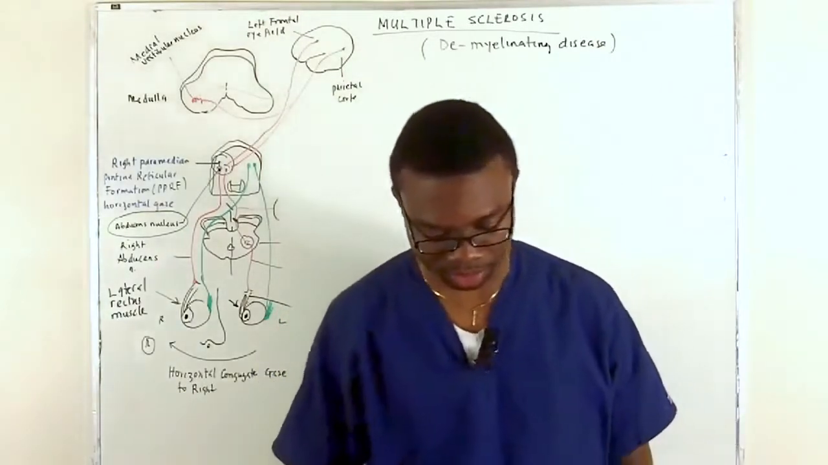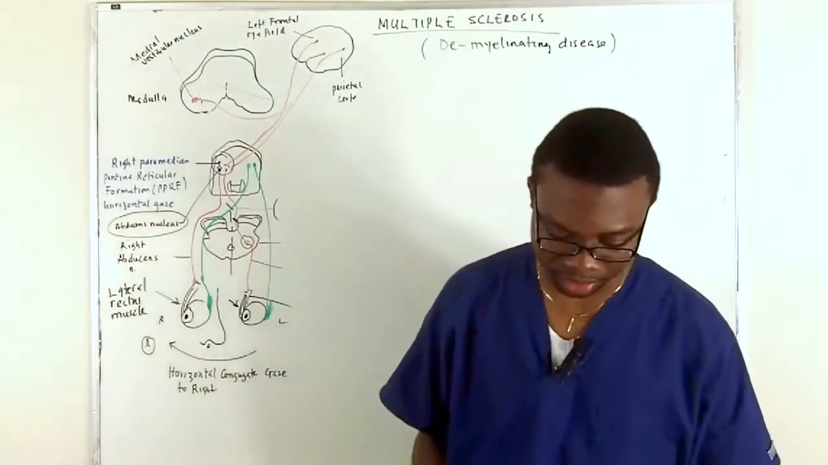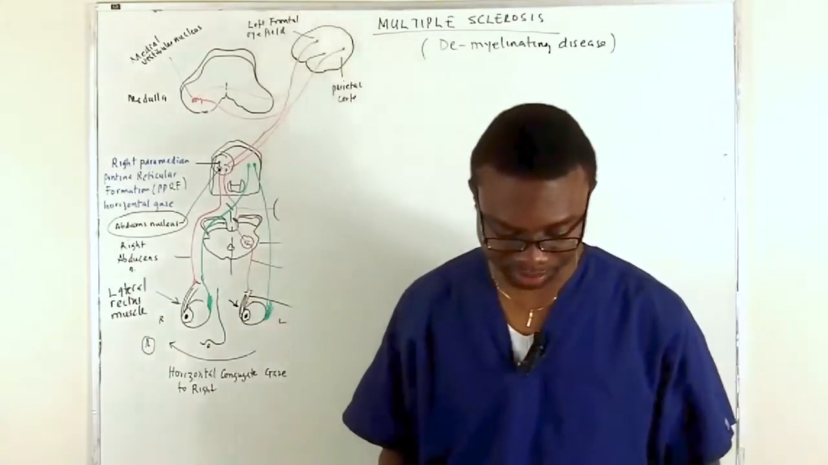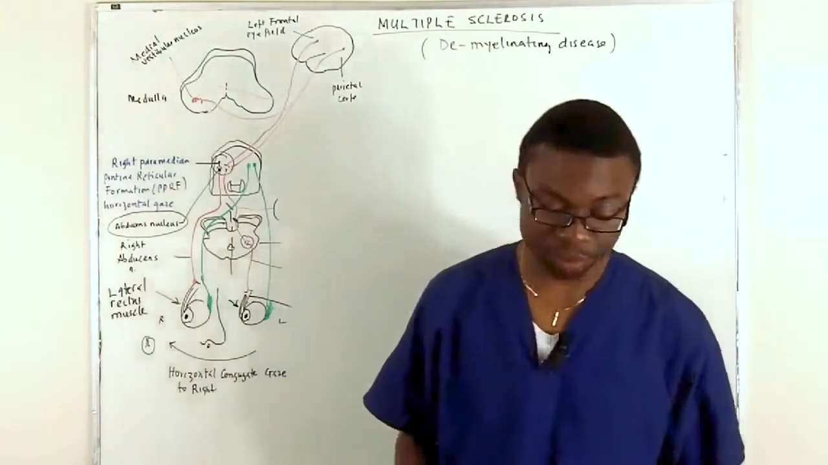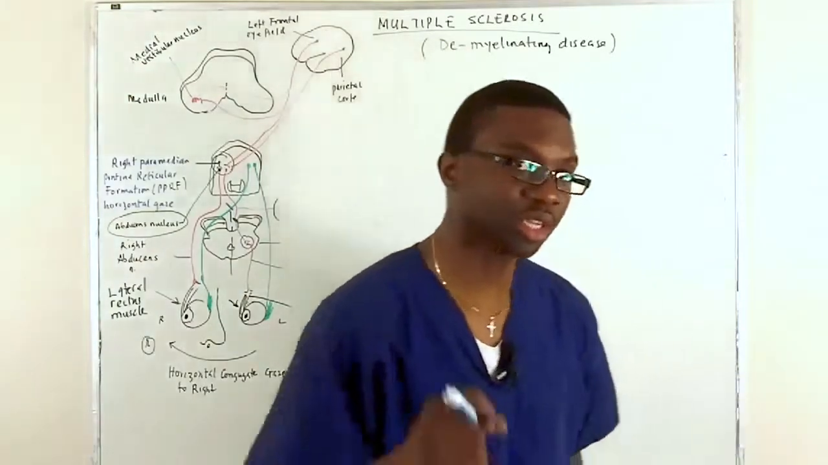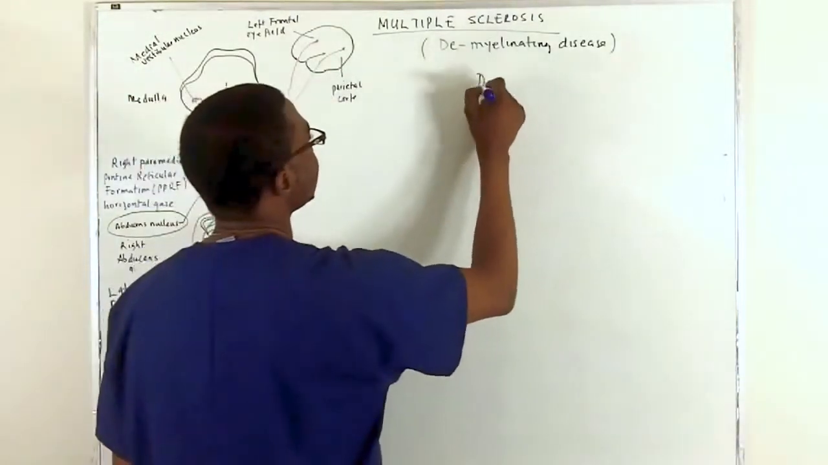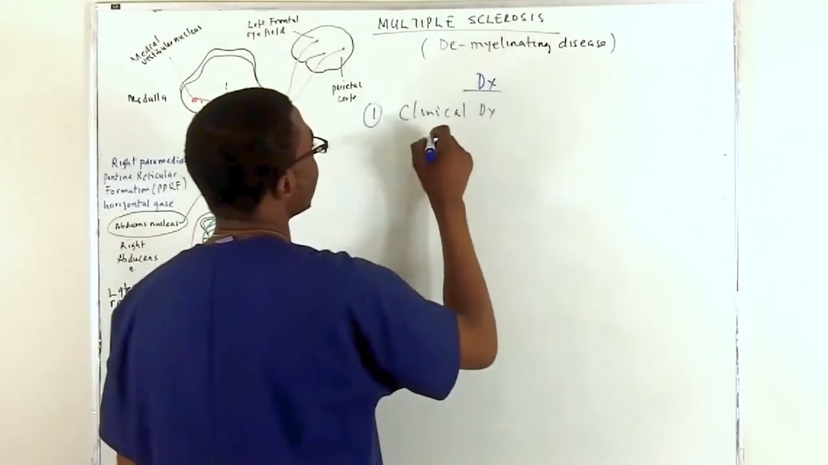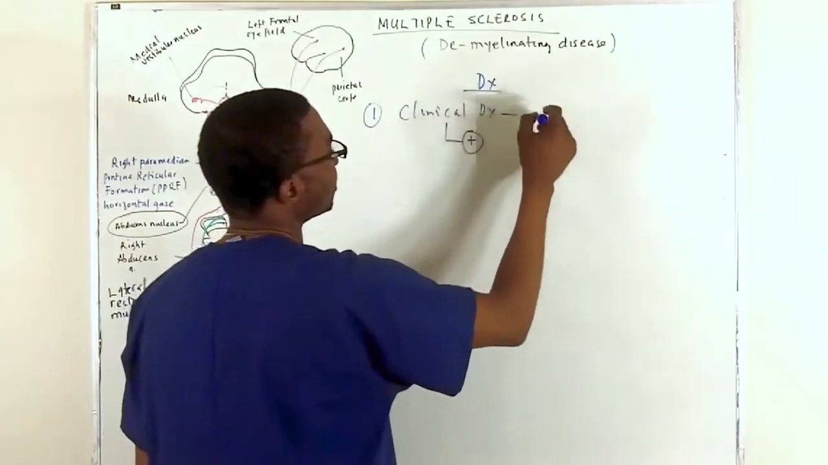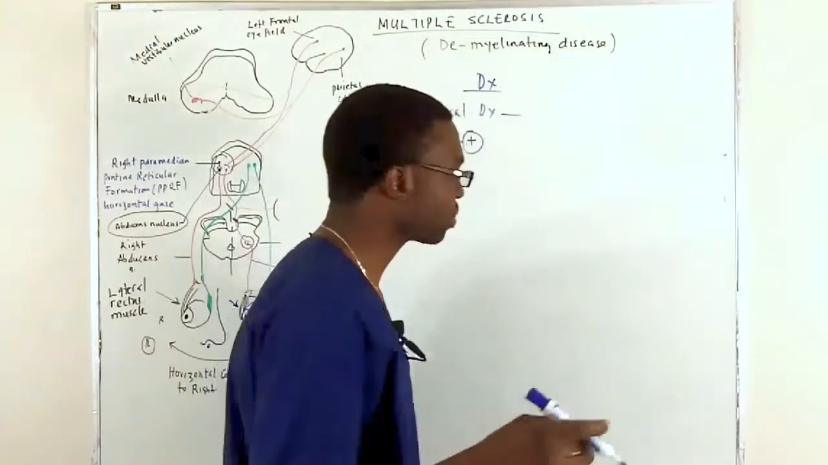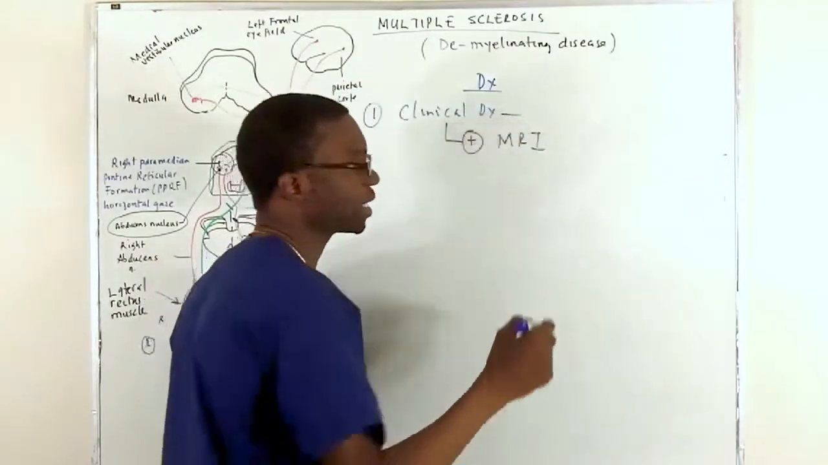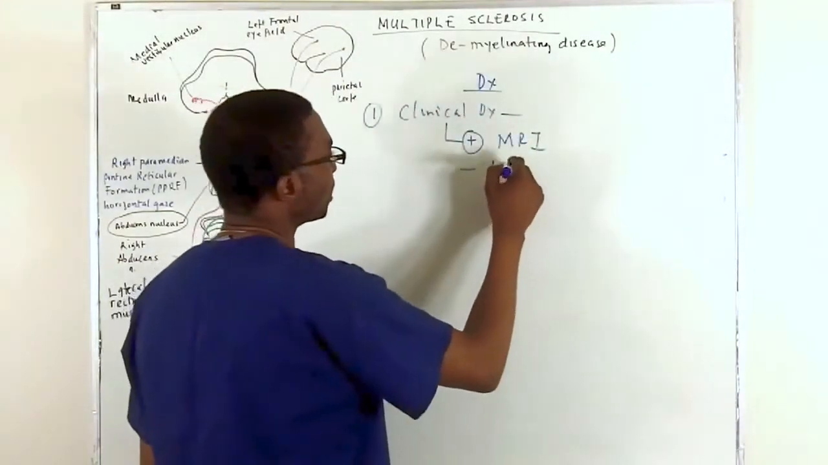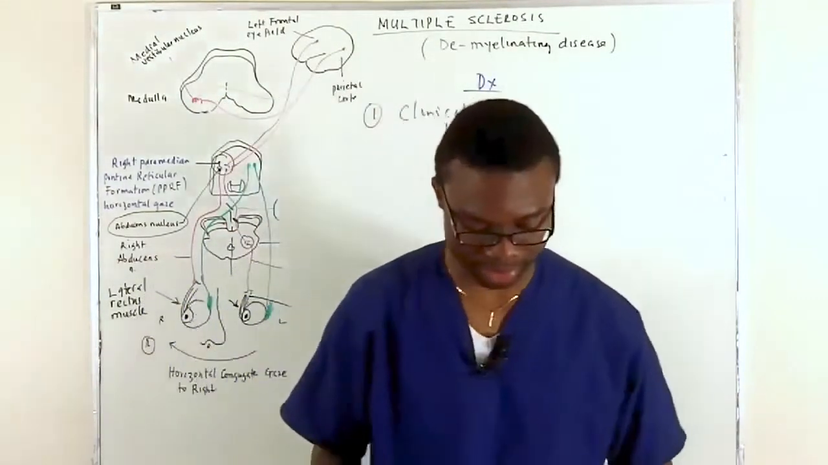So that's why it's always a clinical diagnosis, and it's often difficult because these patients have a lot of white matter involvement. However, if you suspect a patient has multiple sclerosis, with all these neurologic symptoms you can't really explain, you're going to order an MRI, a magnetic resonance imaging. This is very important. Or you can also do an LP, a lumbar puncture, to see what the CSF is.